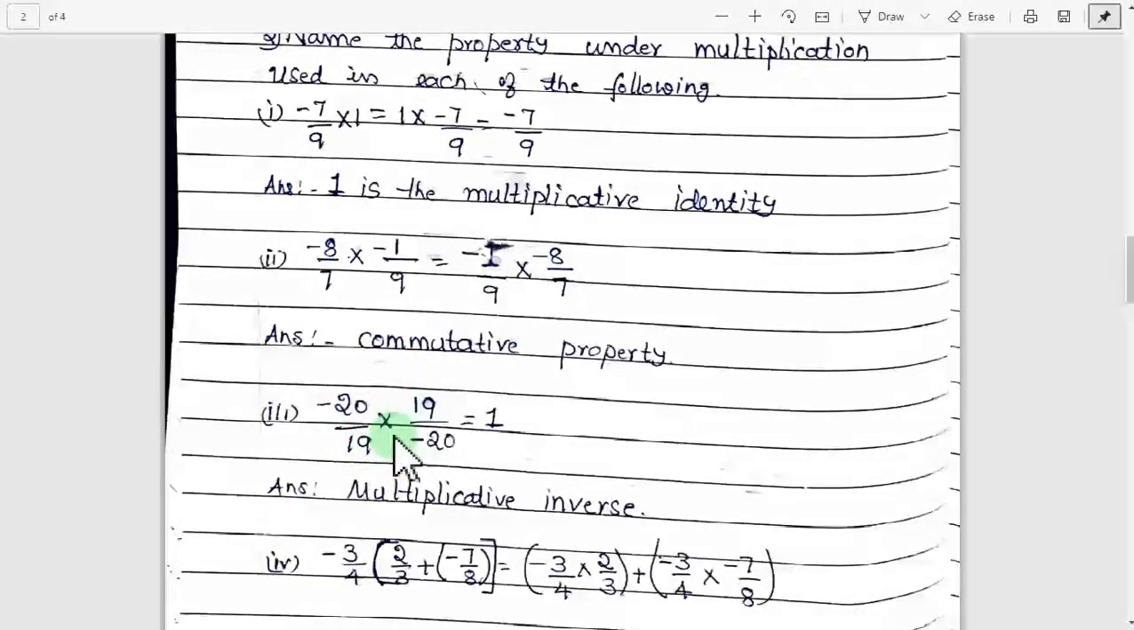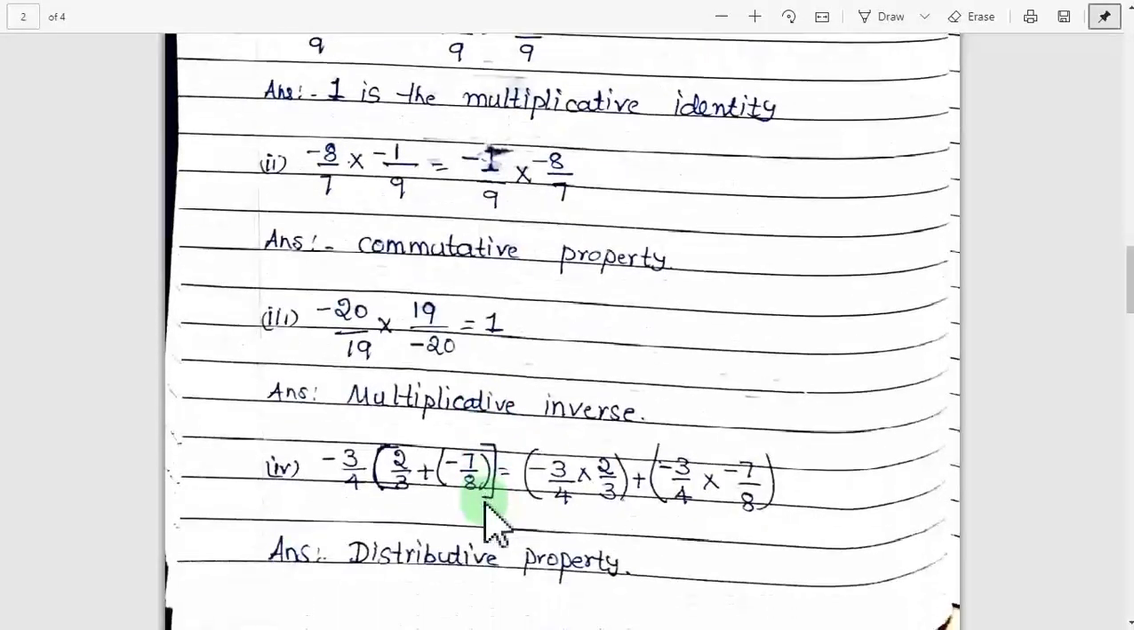Next question, you just have to mention the properties used here. Minus 20 by 19 into 19 by minus 20 is equal to 1. Which property? Multiplicative inverse, the reciprocal. If you multiply the given rational number by its reciprocal, you will get the answer 1. So the product of that is 1. 20 by 19 is the given rational number. If you multiply that by its reciprocal, 19 by minus 20, 19 and 19 get cancelled and 20 and 20 get cancelled, 1 is the answer. So this is the multiplicative inverse property.